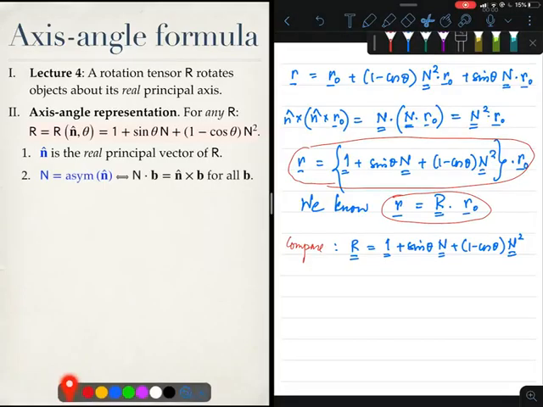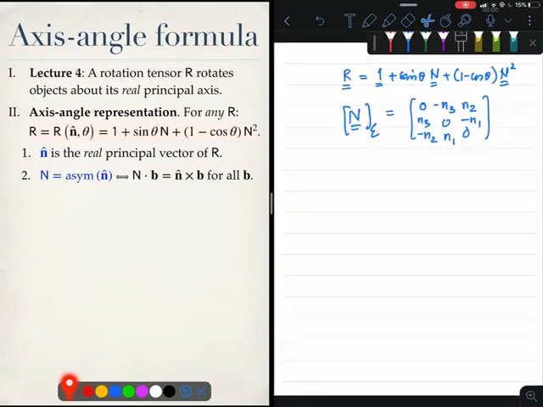Okay, so we have proved this formula. Now in order to use this formula, of course we need small n so that we can compute capital N, which we can do because small n is the real principal vector of R. So that given R we can compute small n. But what about theta? I have not given you a formula for theta. So let me now derive that for you.